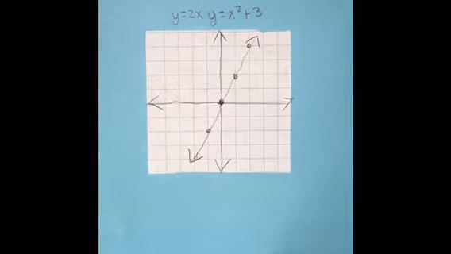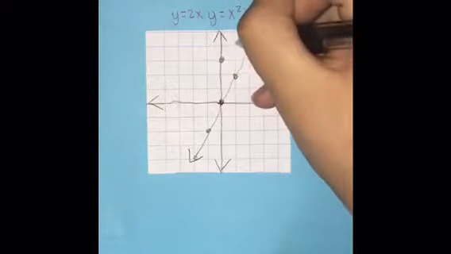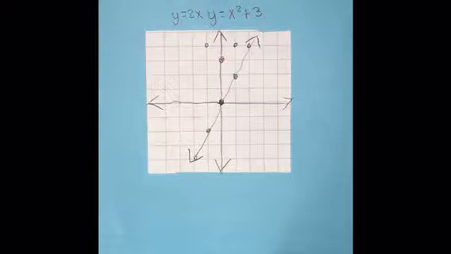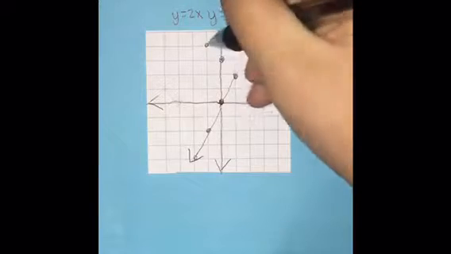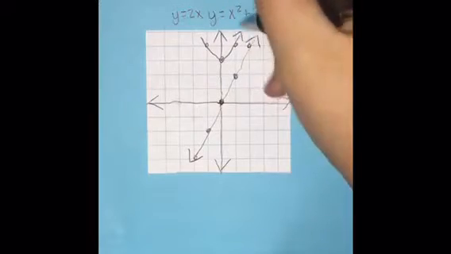Now I'm going to move on to the next function, which is y equals x squared plus 3. We start at the y-intercept, which is 3, up 1 over 1, up 1 over 1, and if this were a bigger graph and we could see more of it, it would be up 3 over 1, up 5 over 1, but since I have limited space, this is all I'm going to draw. Just know that it continues past this point.